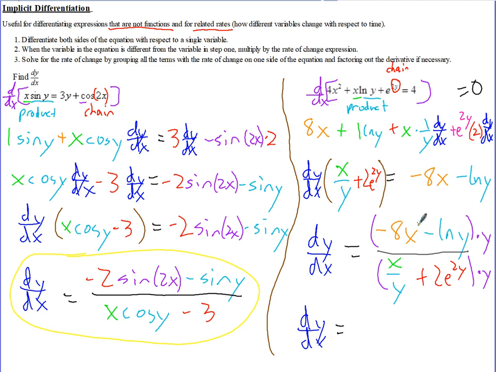That'd be negative 8xy and then minus y natural log of y. Notice this y doesn't get multiplied by this one because that's inside the natural log, this one's not, so it goes out in front. And then divided by, here the y's reduce out, so you're just left with x, and then plus 2y e to the 2y. So that'd be your simplified answer.